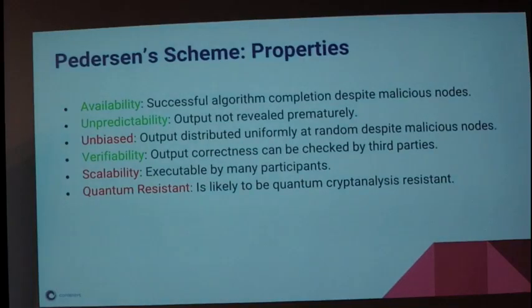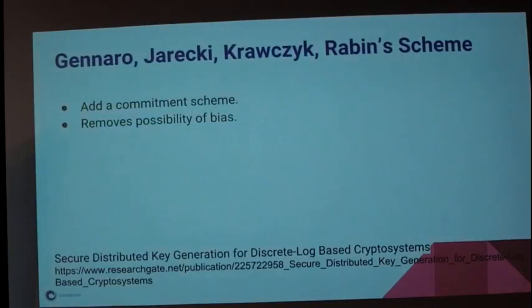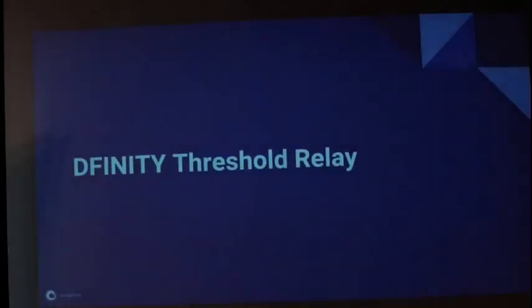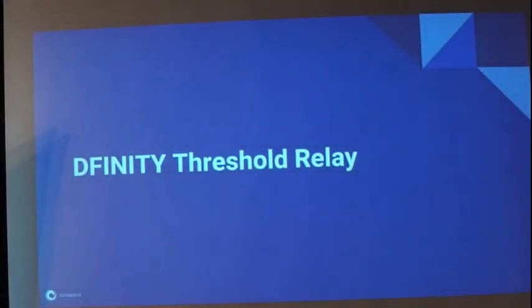And so for Pedersen's scheme, it's available and unpredictable. There are ways of biasing it, however, because there's no commitment scheme as such. Because you can say whether someone is in the qual set or not in the qual set, and that can help bias the output. And then these people added a commitment scheme, which removes the bias, or the possibility of bias.